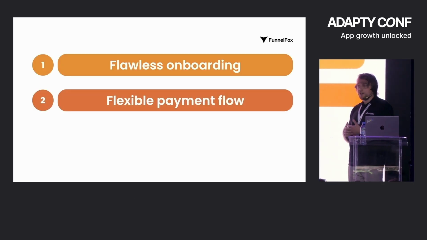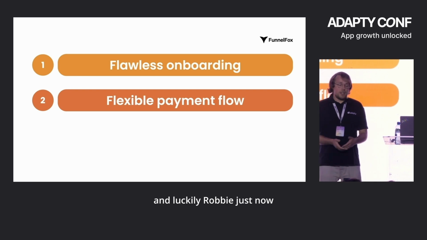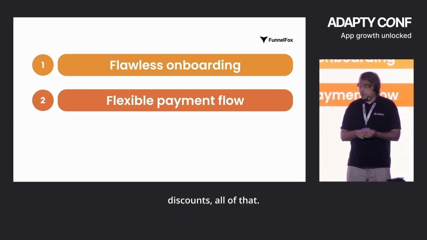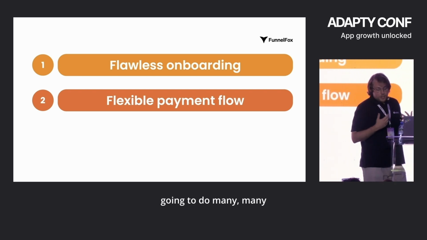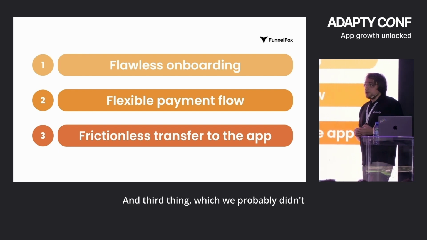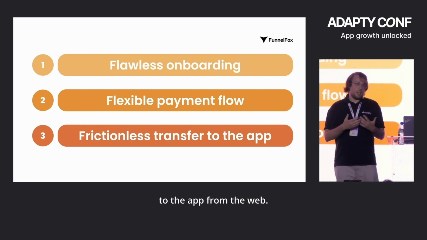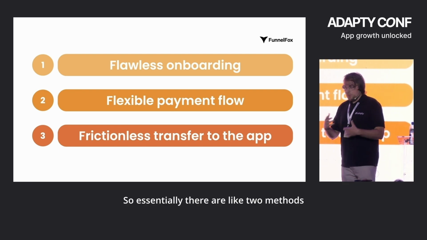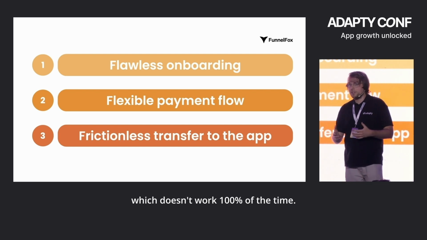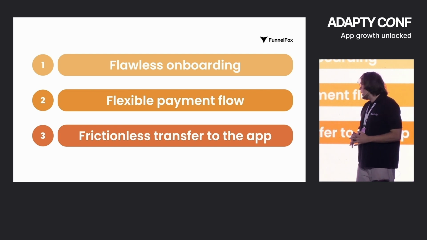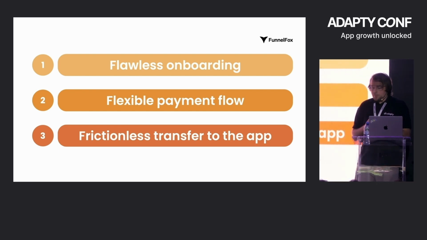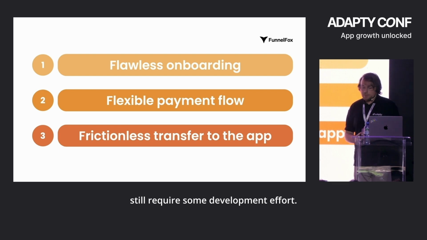The second thing is you've got to have a flexible payment flow, and luckily Robbie just now talked about it. So localization, flexible products, discounts, all of that, you've got to have, because you're going to do many iterations along the way. And the third thing, which we probably didn't cover as much today, is frictionless transfer to the app from the web. Essentially, there are two methods of doing it: either using deep linking, which doesn't work 100% of the time, so some users might get lost along the way, or having an authorization flow. Both are relatively easy to set up, but still require some development effort.